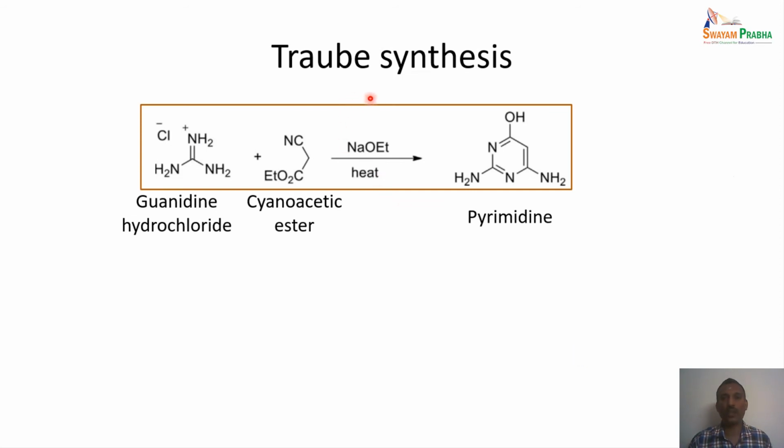Next one is the Traube synthesis. In this case, guanidine hydrochloride salt is treated with cyanoacetic ester in the presence of a strong base, and the substituted hydroxy pyrimidine derivatives are formed. We have 3 nitrogens coming from this guanidine unit, and we have 1 nitrogen coming from the cyano derivative. That's the reason we have 4 nitrogens. So that means 1, 2, 3, 4, 4 nitrogens are present in the final product.